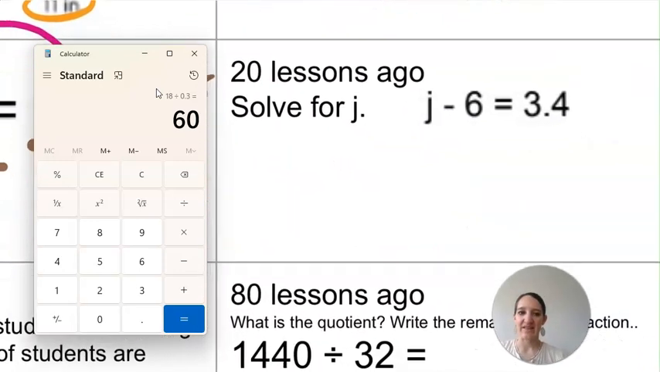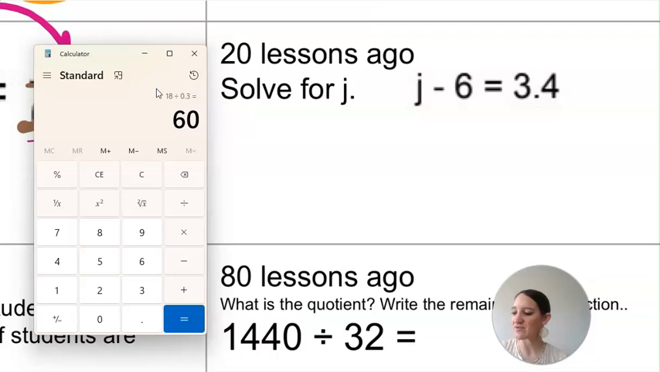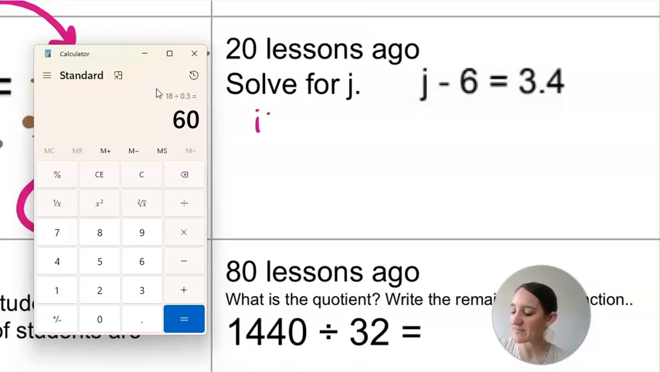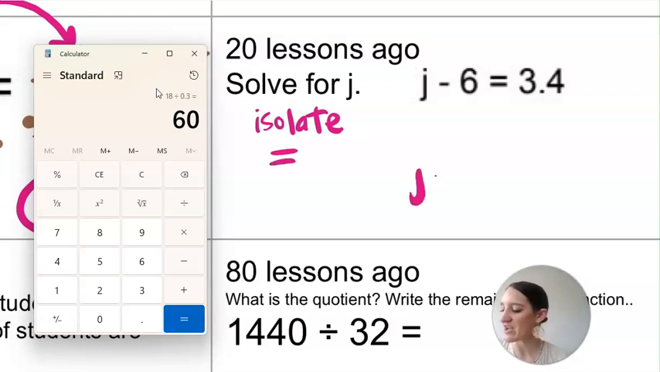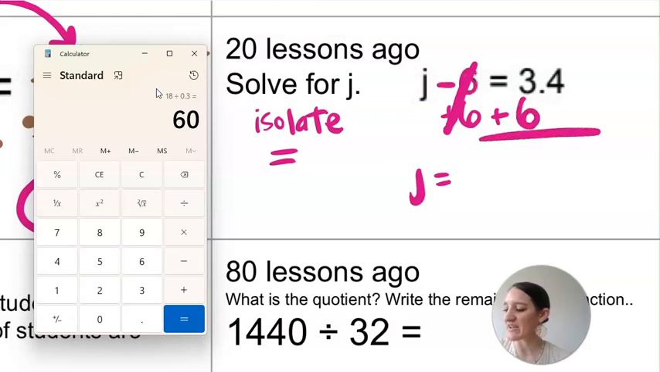All right, lesson 20, solve for j. So again, we're isolating. And then we're going to keep things equal by doing the same thing to each side. So how can I get the j alone? Well, if this is minus 6, the opposite of that is plus 6. I can do that to this side as well. I'm going to remember to line up my decimals, right? If I need to add a 0.0, I can do that. So this one I get 9.4.